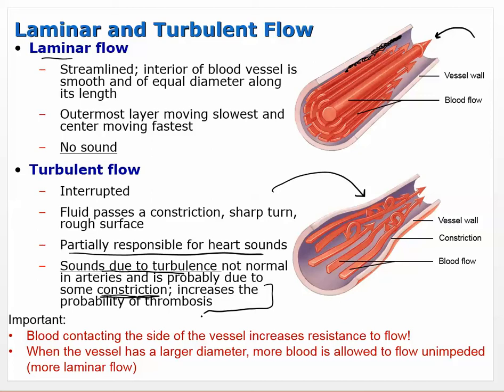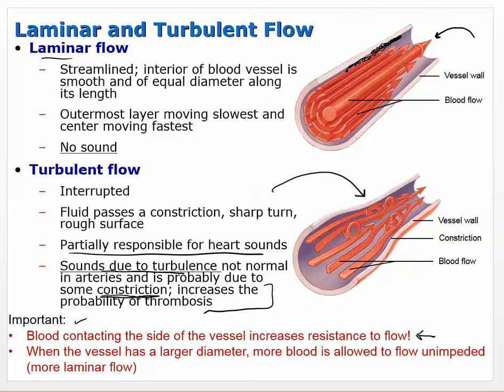So these platelets can start to aggregate at areas where there's a lot of turbulent flow or a constriction, which is a problem with things like atherosclerosis, where you have some kind of constriction and then it interrupts the blood flow, and those platelets will start to aggregate to form a thrombosis or a clot. Okay, so I have down here important: blood contacting the side of the vessel increases resistance to flow.